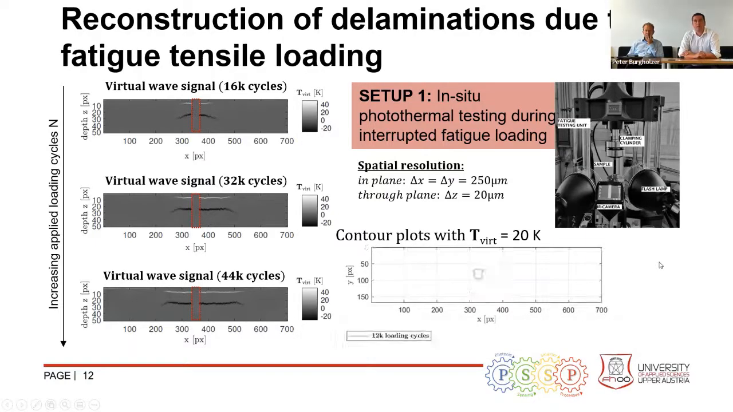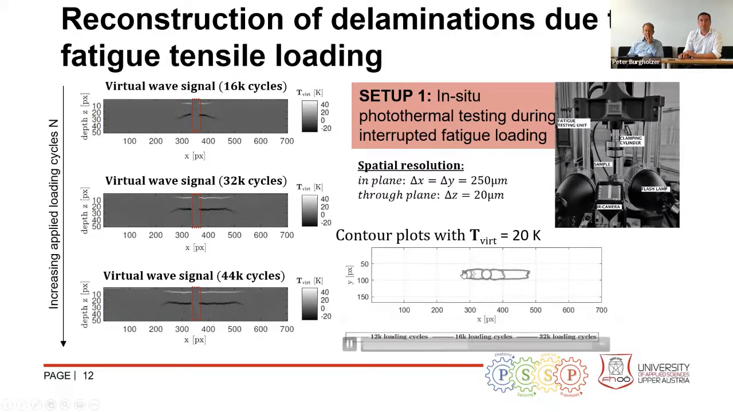So now you have 12,000 cycles, and you can see in this top view how the defect increases its size. And you can monitor the damage behavior in an in-service application. And you also have a very good resolution with this method. We have a z-direction resolution of about 20 microns, and in the in-plane direction of about 250 microns.